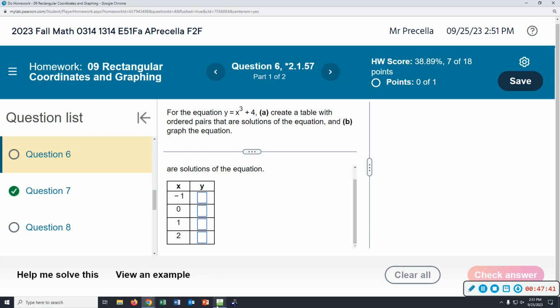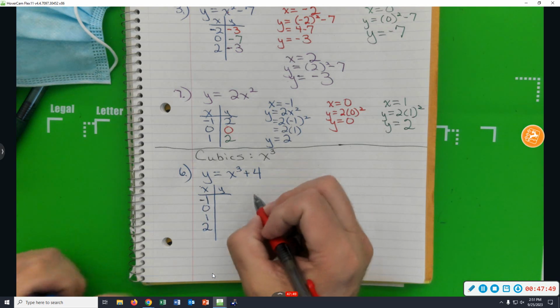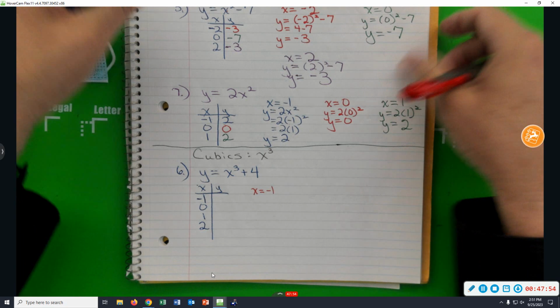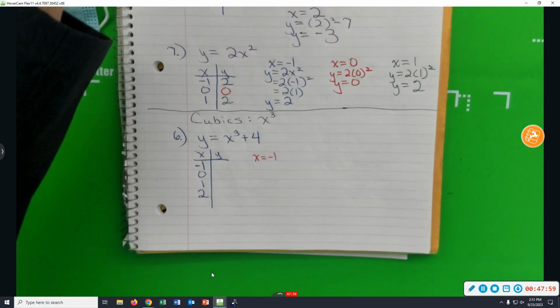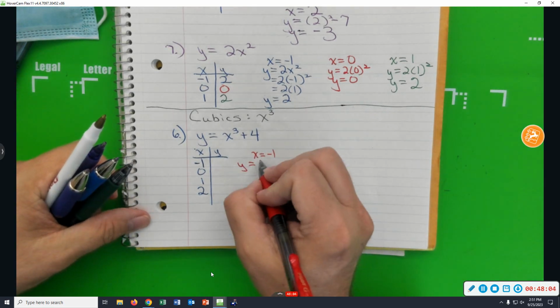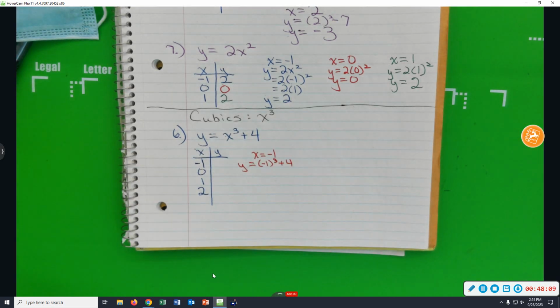So let me switch over to my paper. Here we go. Let's start off with x equals -1. That says y is equal to -1 cubed plus 4. Be careful with that -1 cubed. Negative times negative times negative is negative. Odd exponents don't change signs.